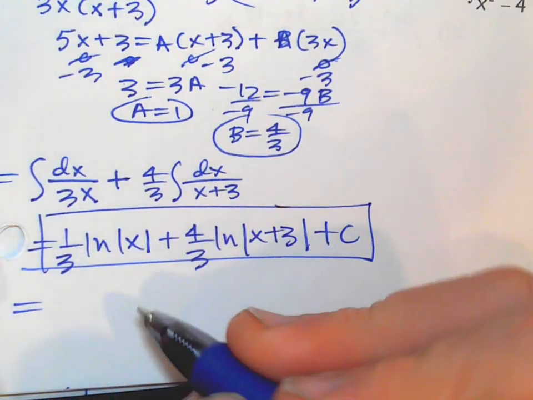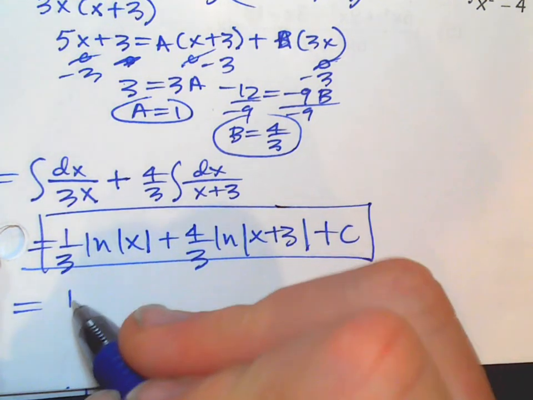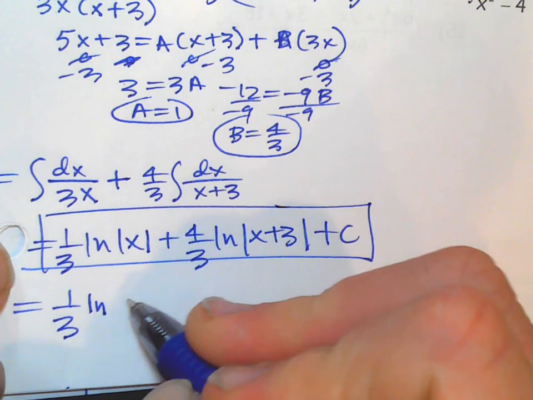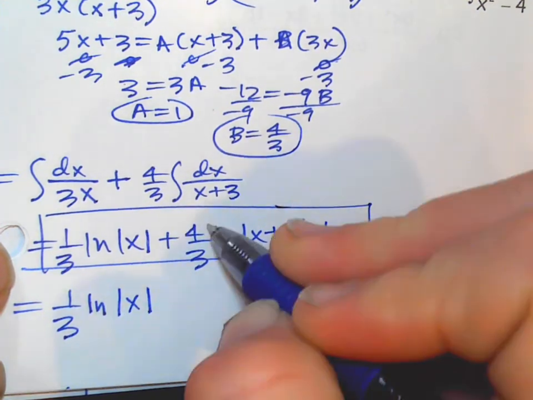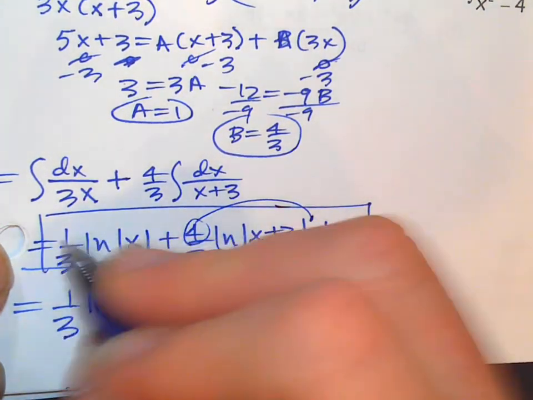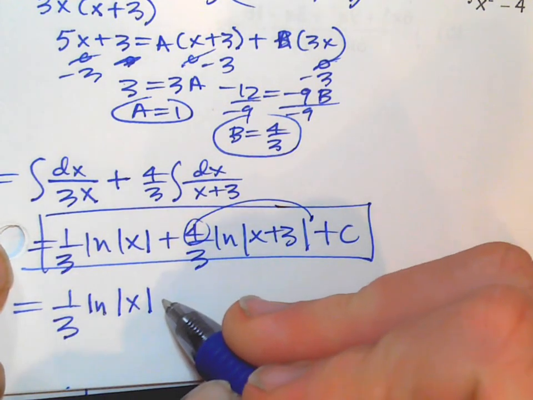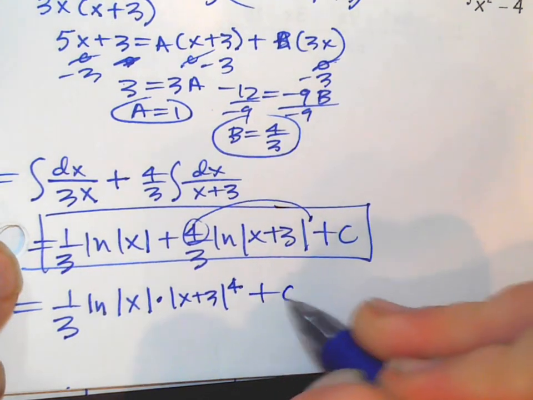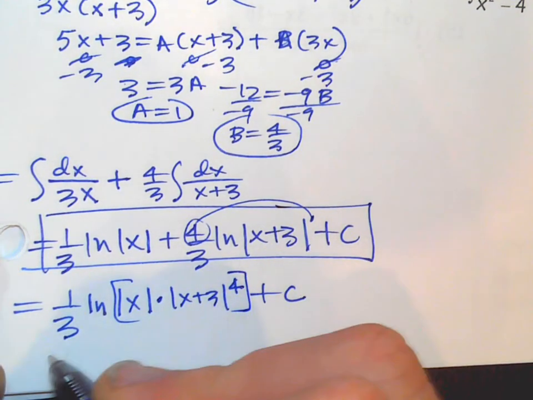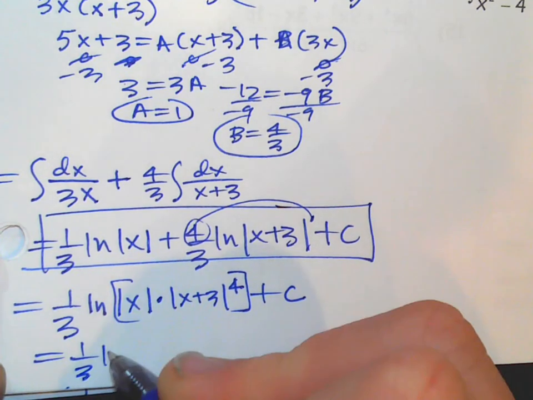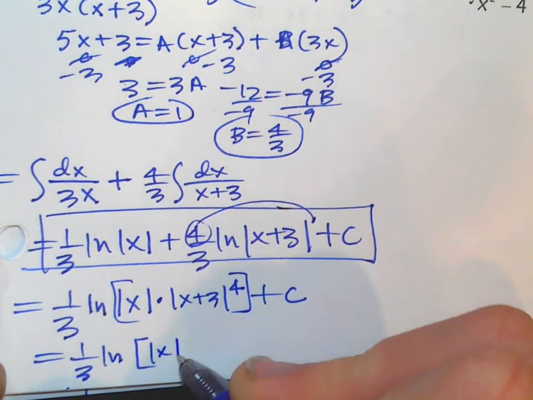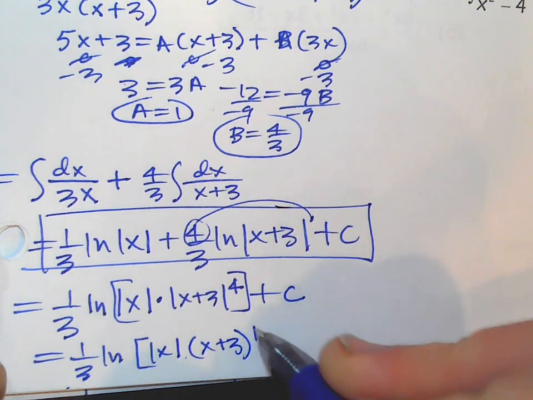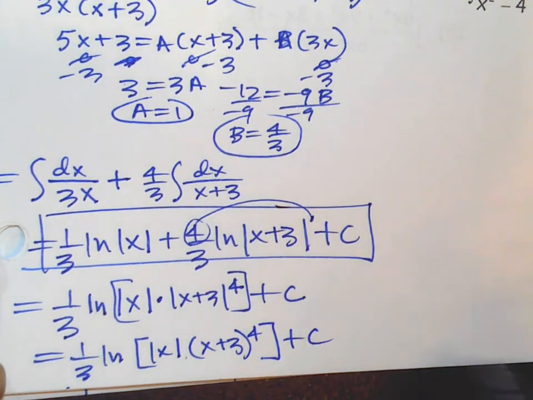Let's combine them. We could just leave the 1/3 in front of both of them and do natural log of x. We got to bring the 4 in at least. So if they have the same coefficient in front, you can just put that in front of the new one. x plus 3 to the 4th plus c. This is all inside one. We don't need absolute values around this anymore because it's being raised to an even power, so that will for sure make it positive. So that's another answer.